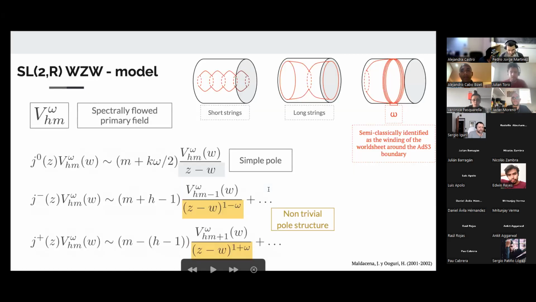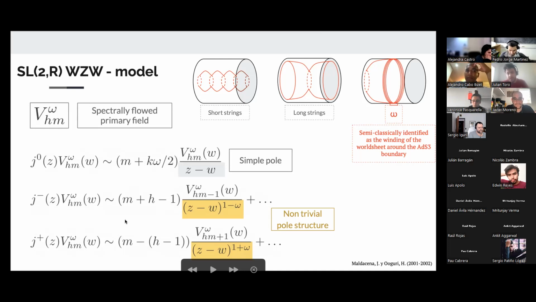The propagation of strings in AdS3 is described by the SL(2,R) Wess-Zumino-Witten model that was discussed by Maldacena in the late 90s. He showed that for a complete spectrum, one must include the so-called spectrally flowed representations that are composed by the spectrally flowed primary fields. This has unusual OPEs with the affine currents that have a non-trivial pole structure.